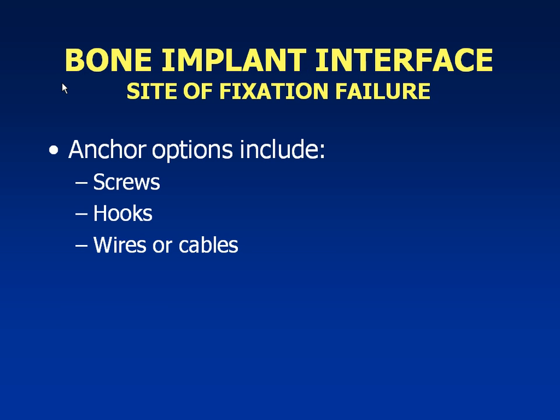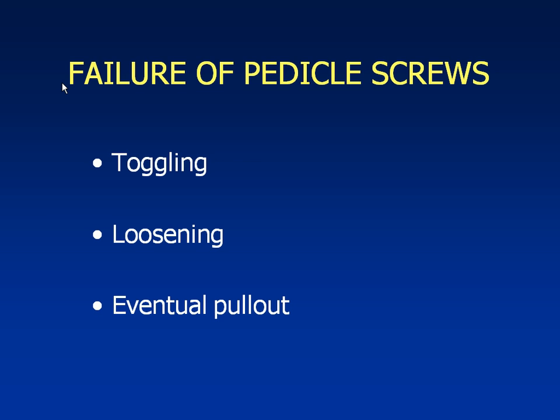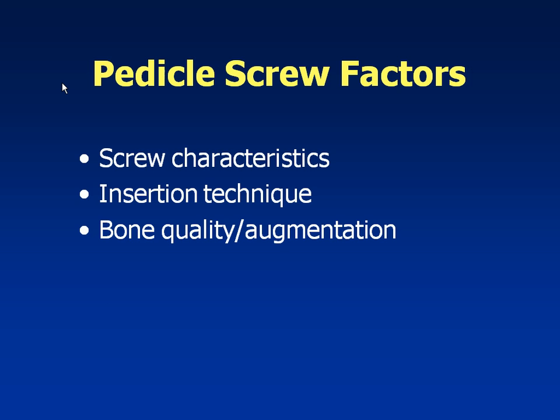The options that we have in our hands are screws, which we love to use, especially preferred for the lumbar spine, and then hooks and wires or cables. I want to start especially with the pedicle screws. The problem with pedicle screws in osteoporotic patients starts with toggling. Due to the stresses and toggling, the screws get loosened in the empty bone, and this eventually results in pull-out, which is a big problem.